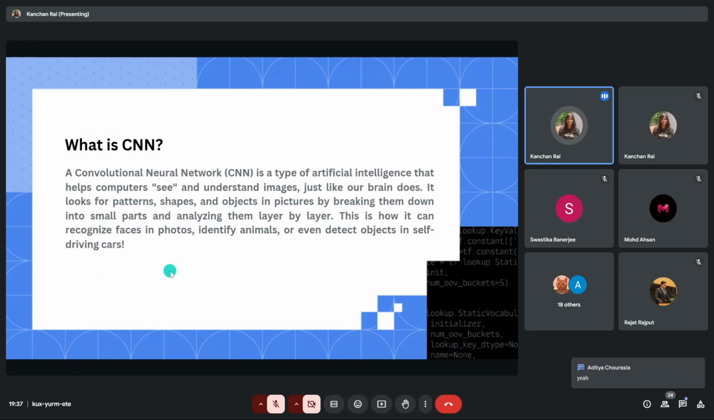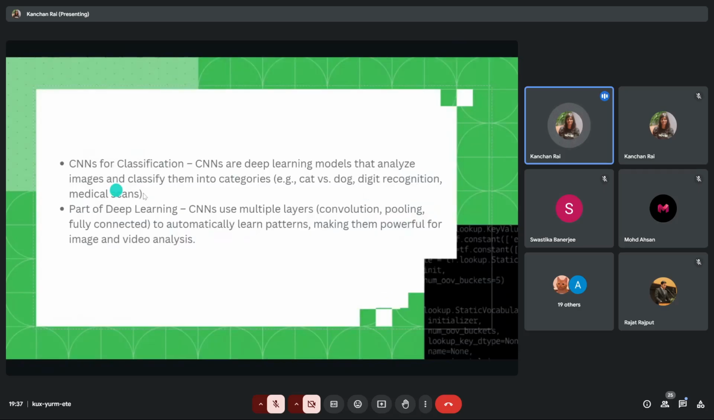Okay. So you have images, right? They are stored in what format? RGB format. Do you guys know what RGB format is? Red, green, blue. You have channels from 0 to 255, right? Similarly, we try to analyze those layers and we can see how to recognize faces and identify objects. So, CNN is used for classification. These are deep learning models that analyze images and we can categorize them, and it is a part of deep learning. CNNs use multiple layers: convolutional, pooling, fully connected. We'll see what these are.